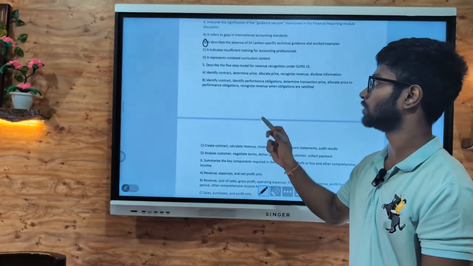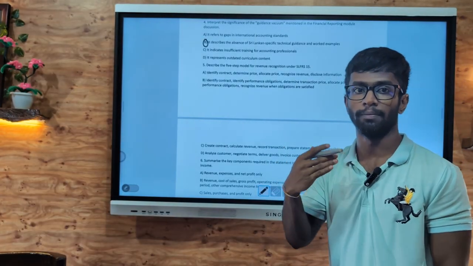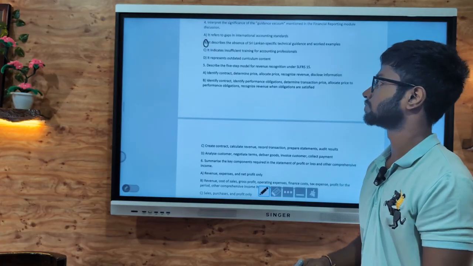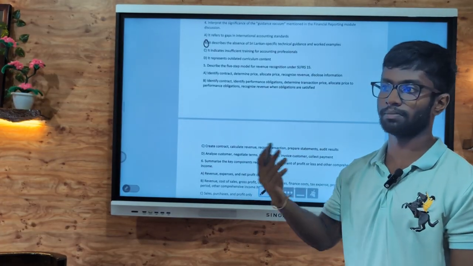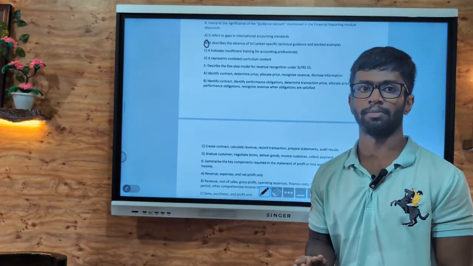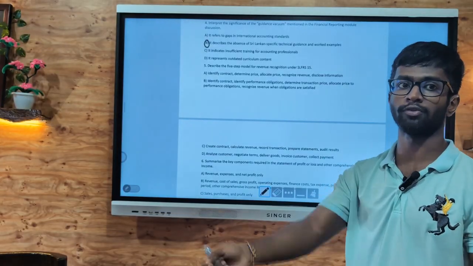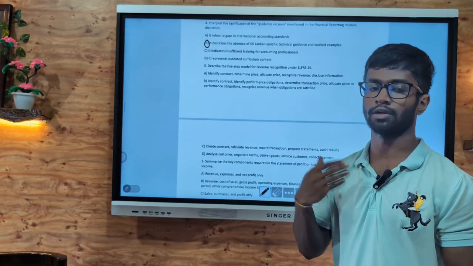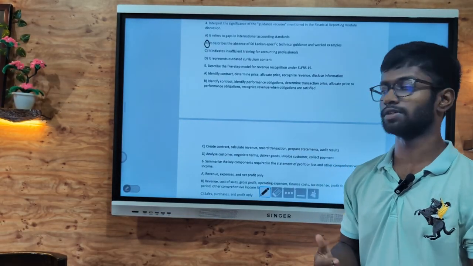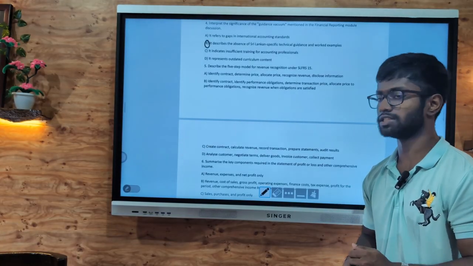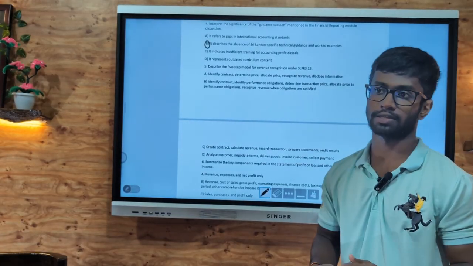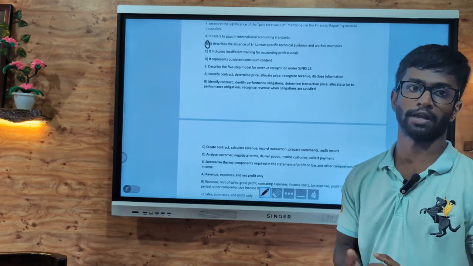So here the process is, first, a contract should happen between the business and the customer. Next is identify the performance obligation. The performance obligation would be what you are going to provide to the customer. Maybe it could be goods or maybe it could be a service. Third, you decide the transaction price. You are going to decide, okay, I'm going to give it at this price.